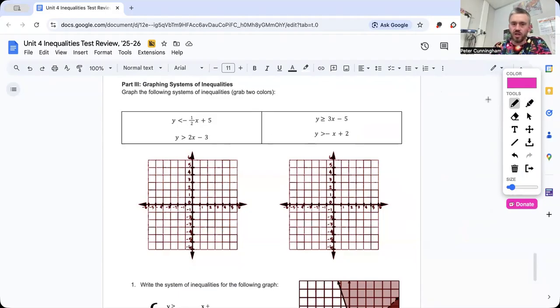Okay, so y is less than negative 1/2 x plus 5. So we're going to draw a couple different lines here. So we have a system of inequalities. So go to 5. Negative 1/2, so down 1 over 2. Down 1 over 2. Down 1 over 2.